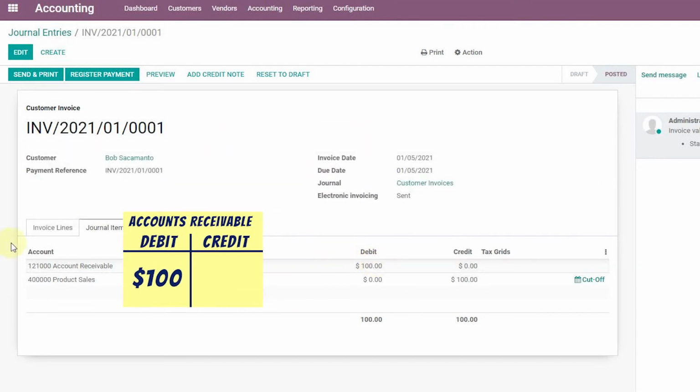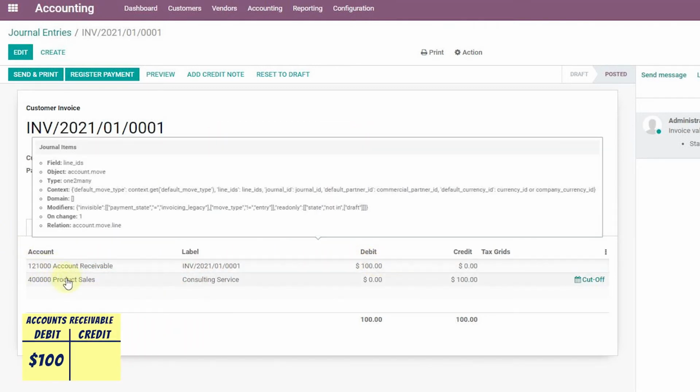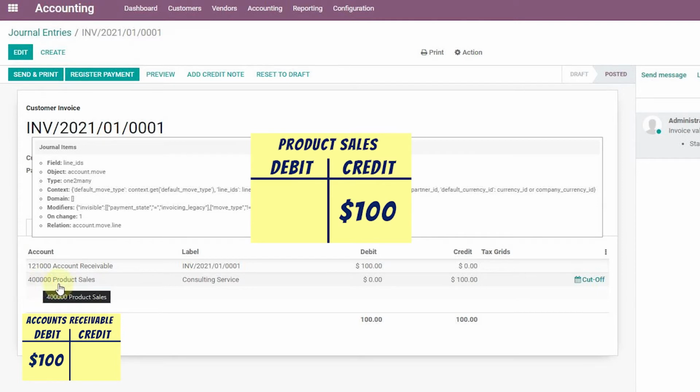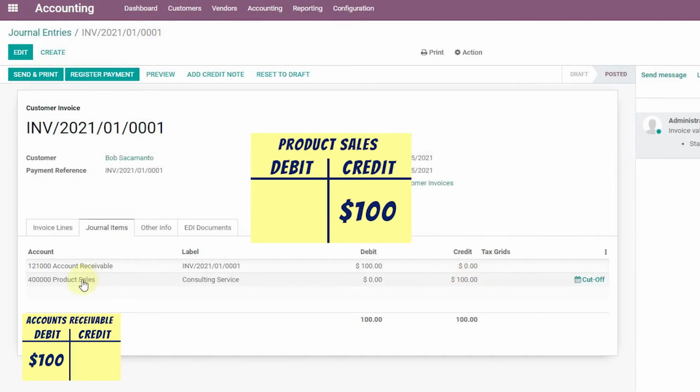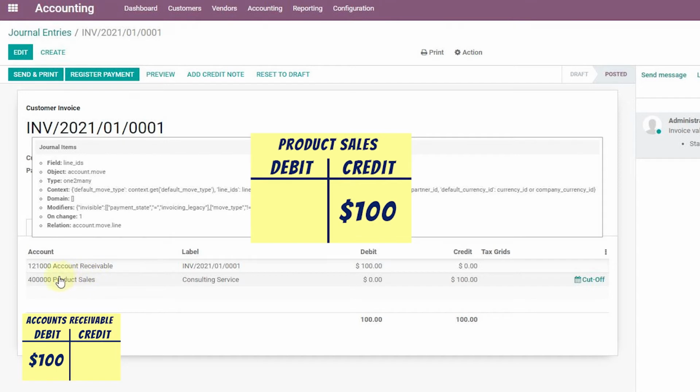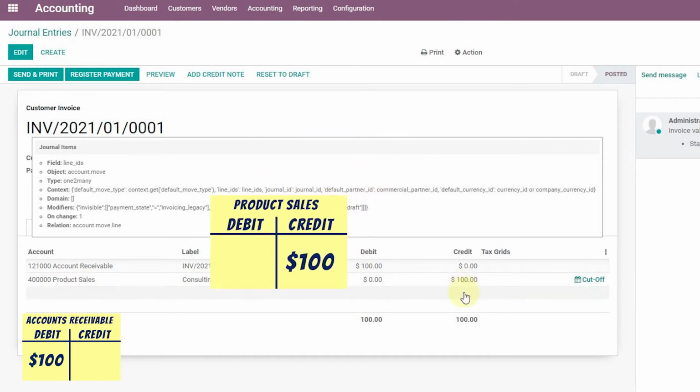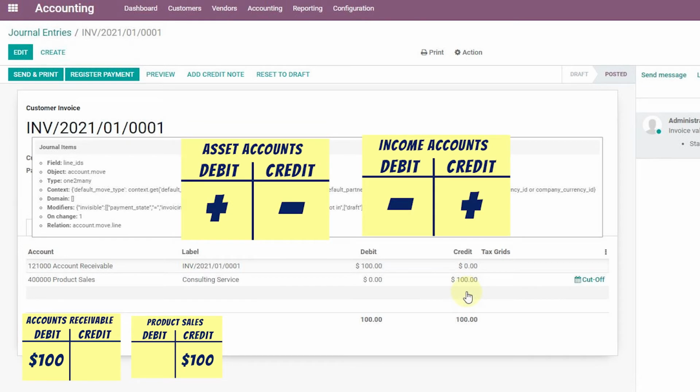Now here in the sales account, you can see it has its own unique number, and it's labeled for this purpose of this invoice, consulting service. We have 100 on the credit side. When we're talking about income accounts, and this is an income account because of income coming in here, we now have a $100 credit on our income account. So income accounts are increased by credits, accounts receivable accounts are increased by debits.